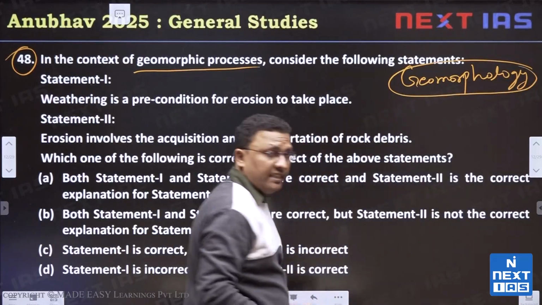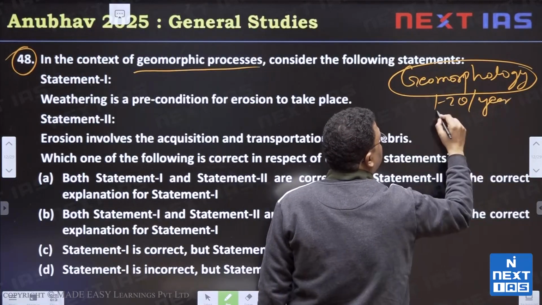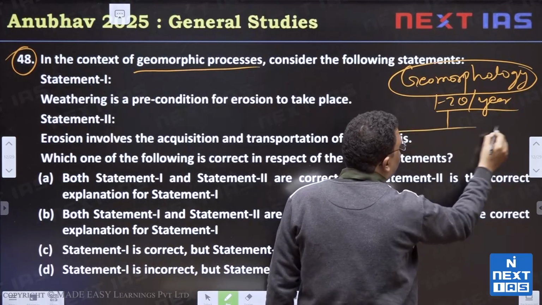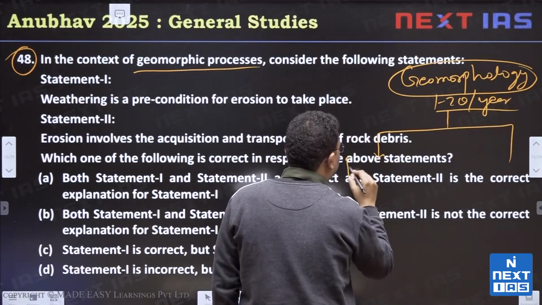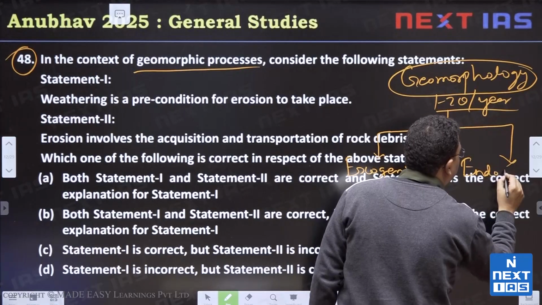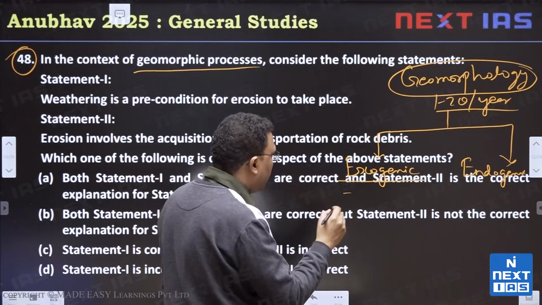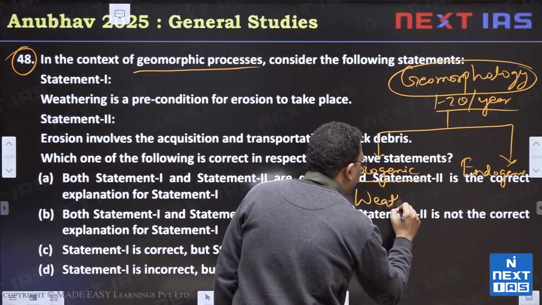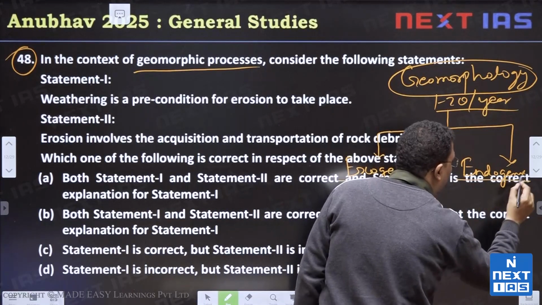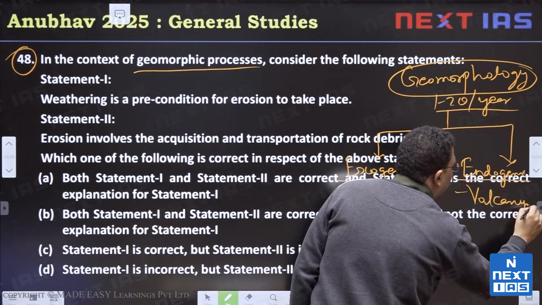This again is a very important chapter from the prelims exam point of view. 1 to 2 questions are asked from this chapter almost every year, right? And if you analyze the trend of previous year questions, UPSC has been focusing on two areas from this chapter. The first is exogenic forces and the second is endogenic forces. Within exogenic forces, UPSC puts particular focus on weathering and erosion. And within endogenic forces, UPSC puts a special focus on volcanism and earthquake.